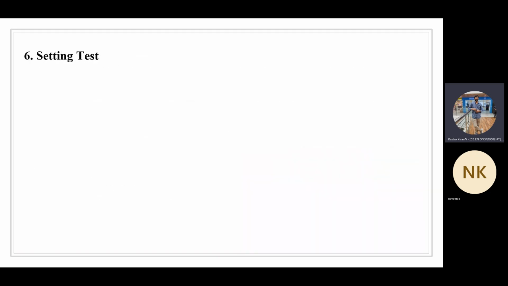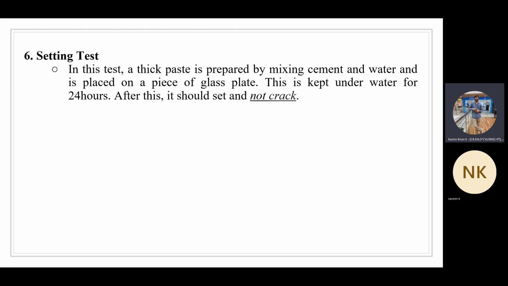And the last test that we are going to perform in the site condition is the setting test. Now in this test, we are going to prepare a thick cement paste. Let's say we take some 100 grams of cement, and with the 100 grams of cement, we use an appropriate quantity of water and make a paste. Once this paste is prepared, we are going to keep this paste on the surface of a glass plate.